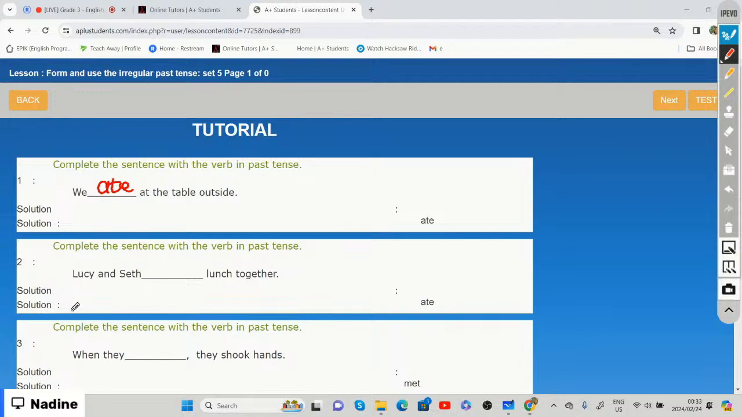This is in the past tense. So we can then say they ate lunch together. And then when they meet, they shook hands. But in the past, when they shook hands, we say when they met, they shook hands. But in the present tense, when they meet.